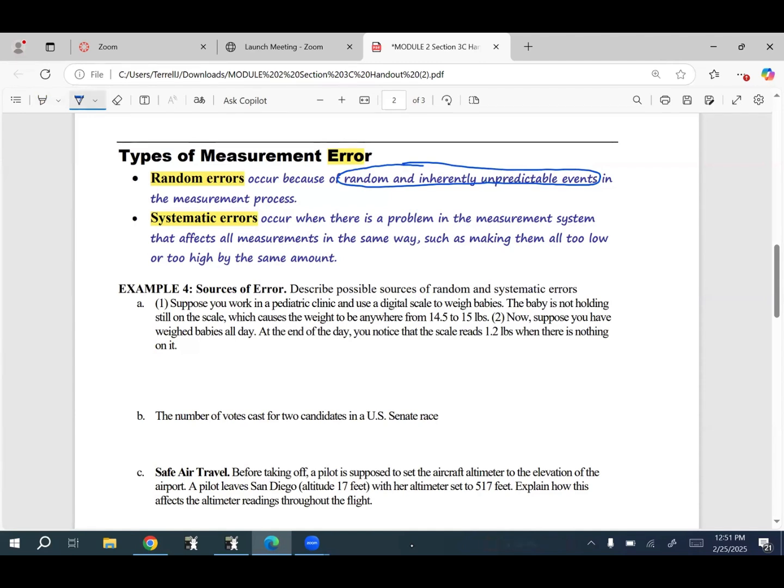Systematic error, it's the opposite. It occurs when there is a problem in the measurement system that affects all measurements in the same way. That's what makes this type of error systematic, because it's not just randomly happening here or there to just a few measurements. There is an error occurring in all your measurements in the same way. That's the difference between random error and systematic error. And then I provided an example for systematic error, such as making all the measurements too low or too high by the same amount. This is what we call systematic error.